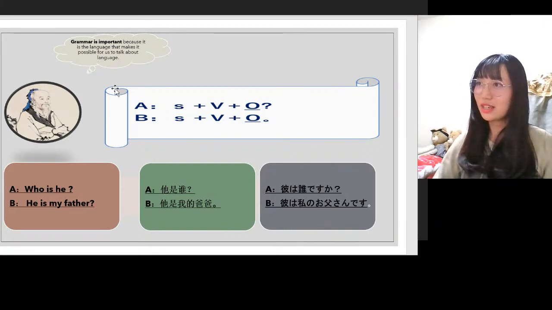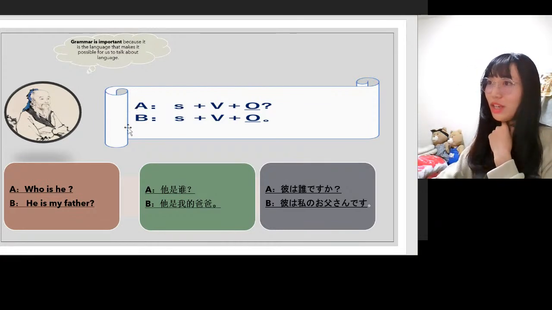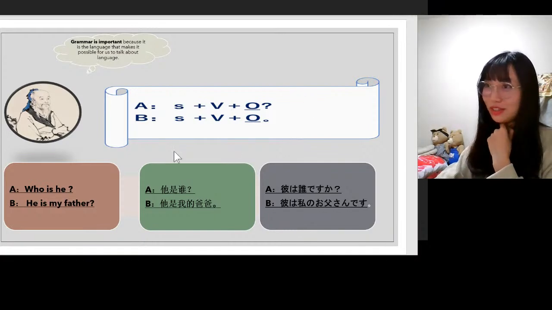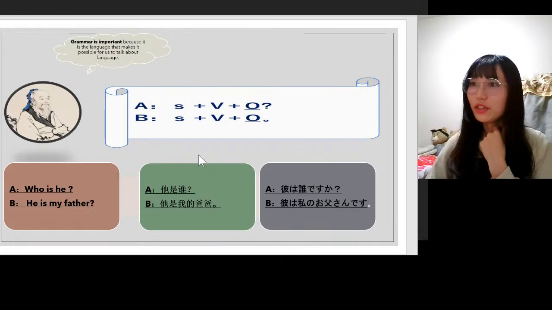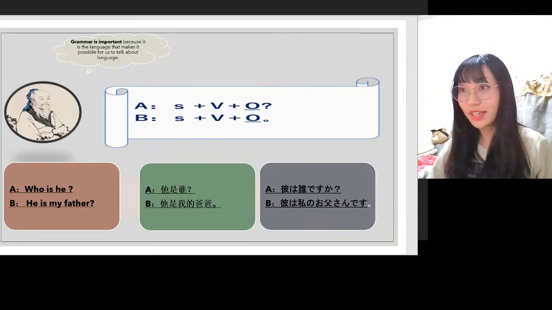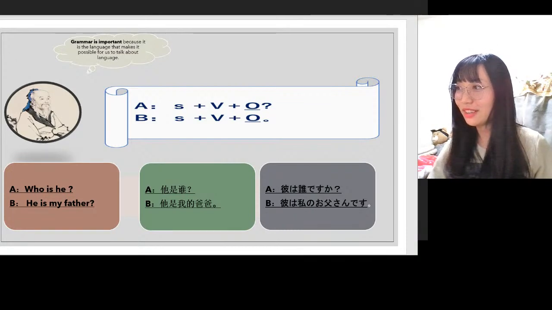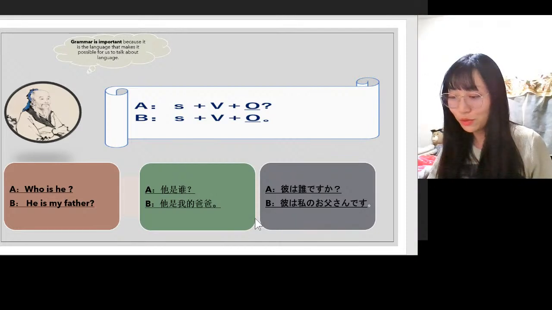Chinese is kind of like English, but it's a little bit different. For example, in English we say, who is he? I think everyone can understand this, right? Who is he? In Chinese it's 他是谁? In Japanese it's 彼は誰ですか? It's the same content.